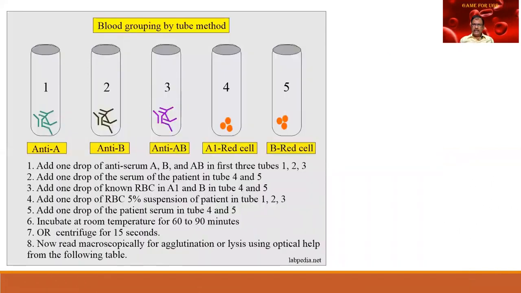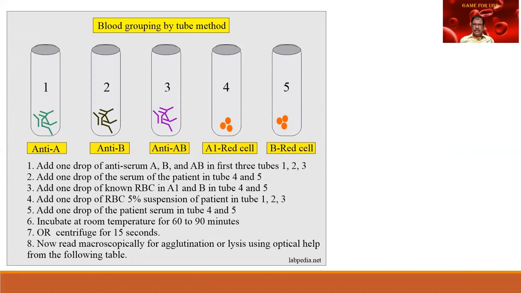Whenever I say the slide method, there is another method called the tube method. The tube method is more accurate, more sensitive, and it is practiced in the blood bank. Here, antisera is first dropped in, and then there will be the red cells. You can go through the steps over here. This will be explained in the subsequent slides. For the time being, we shall rest assured that there are two methods.